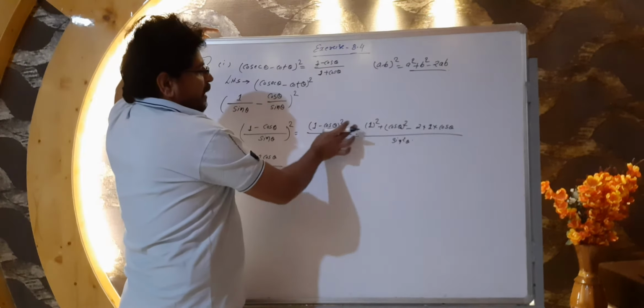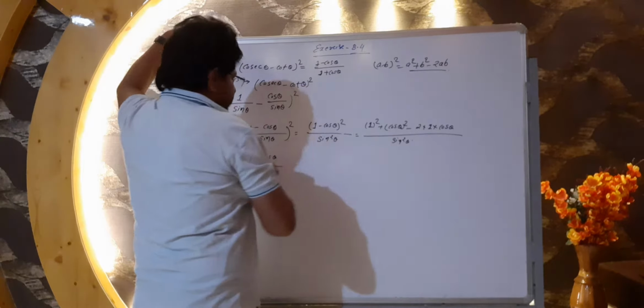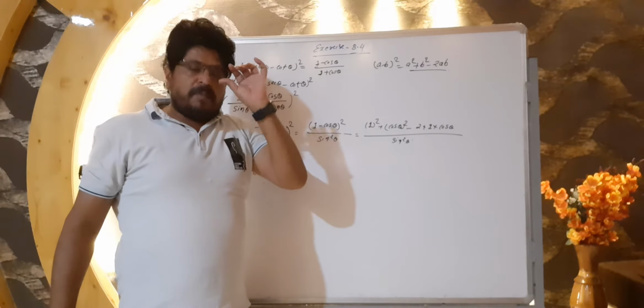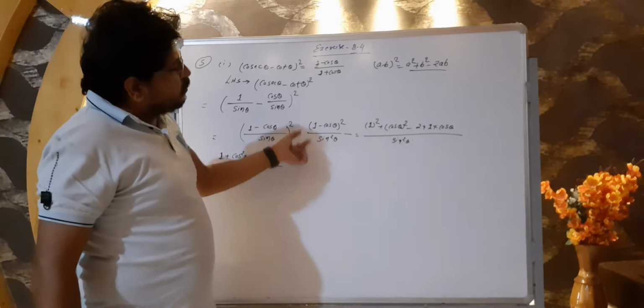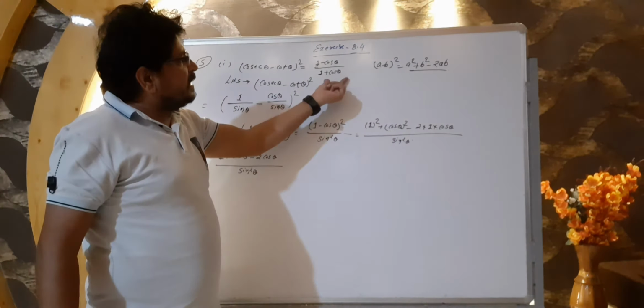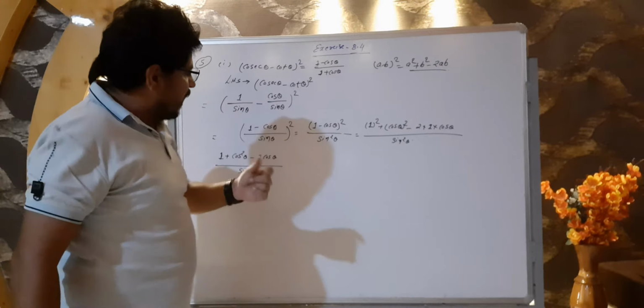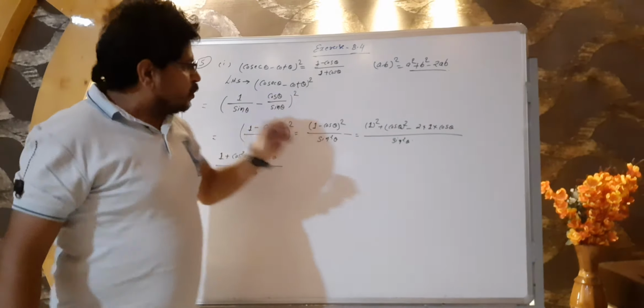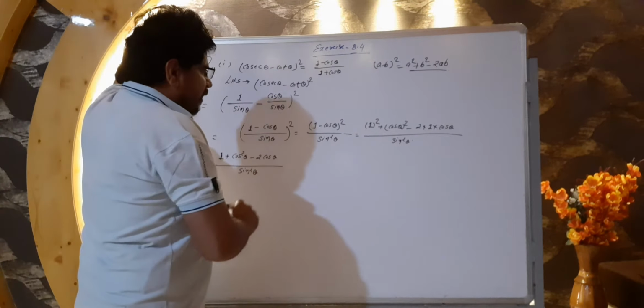What we are doing with 1 minus cos theta whole square, every step is correct. Every step is correct. But all our steps must be such that we get our other side. Our right hand side is 1 minus cos theta upon 1 plus cos theta. Here now it seems difficult. So we can do one more thing. What can we do?